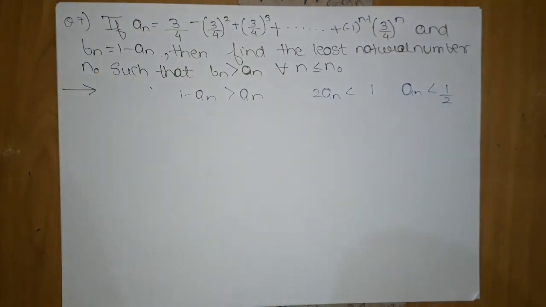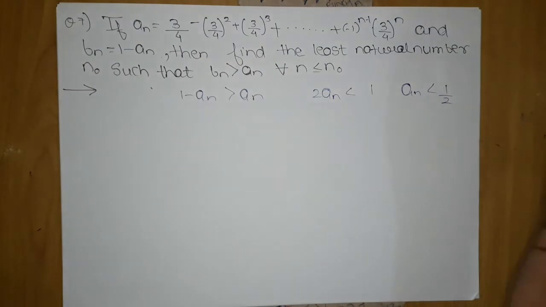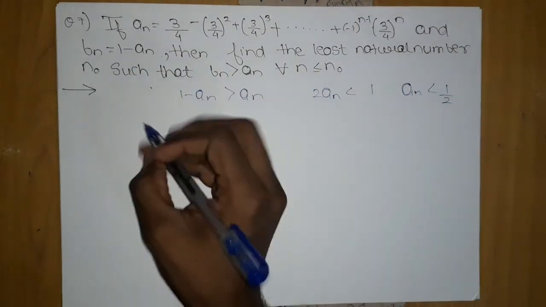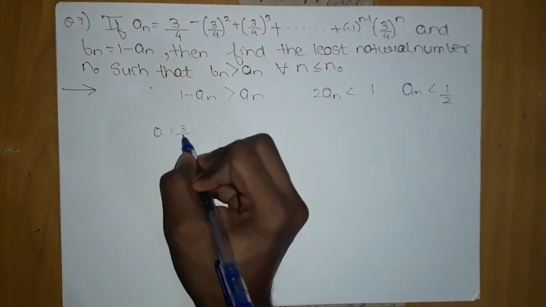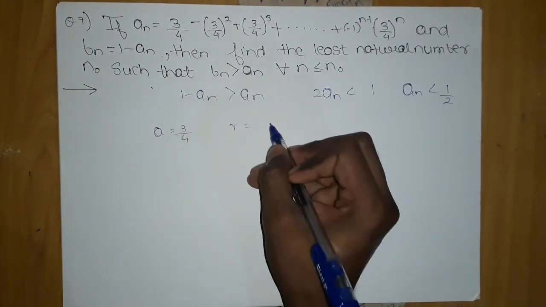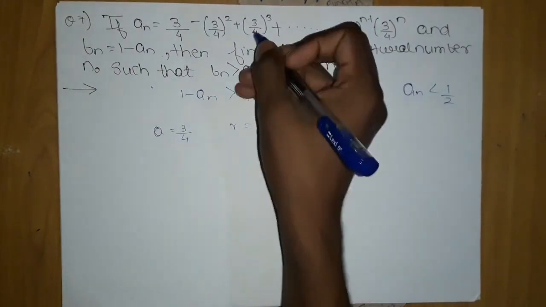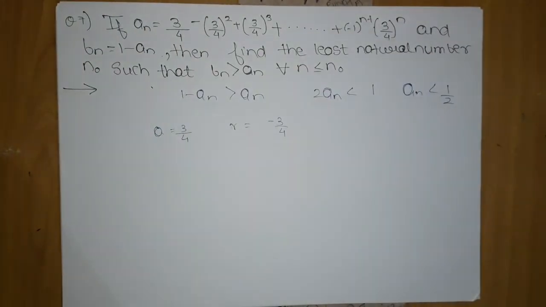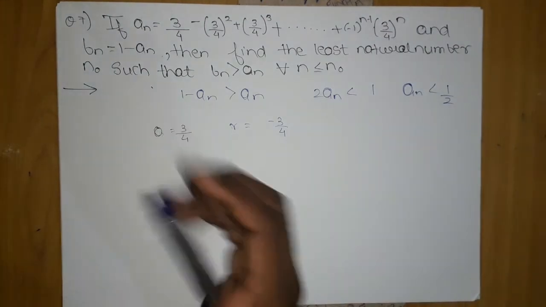Now we have an. An is a sum. You can clearly see it is a sum. Is it a GP? Yes, sure, it is a GP. A is 3 by 4, sorry, and R is nothing but minus 3 by 4. Here also it will be minus 3 by 4. Now, the second important thing: we got A, we got R. Now let's find the sum.